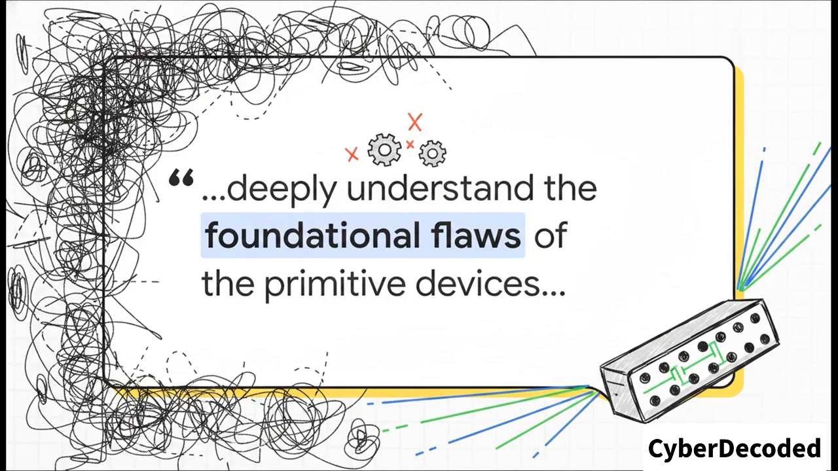To understand how to secure a modern network, you must first deeply understand the foundational flaws of the primitive devices that built it. By understanding the absolute chaos of the hub, you now know exactly why we so desperately needed intelligence at Layer 2. And that leaves us perfectly energized and ready to explore our next explainer, where we're going to dive into the incredibly smart, traffic-directing world of network switches.